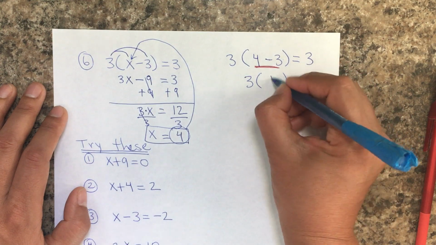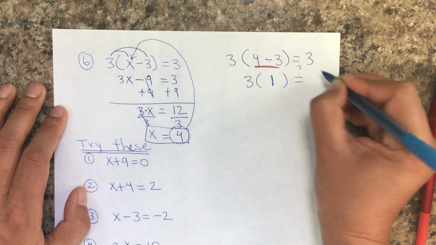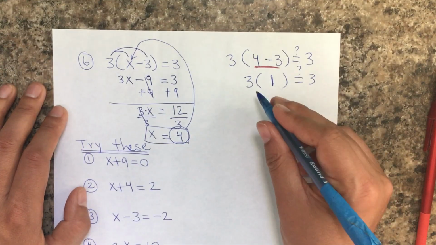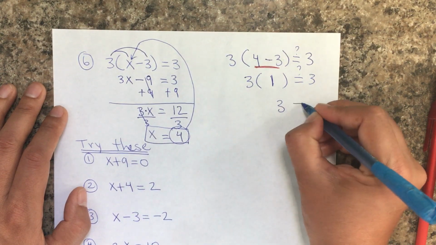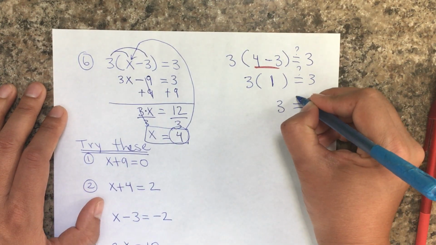So 4 minus 3 is 1. Is it equal to 3? 3 times 1 is 3. It is equal to 3, so we say check.